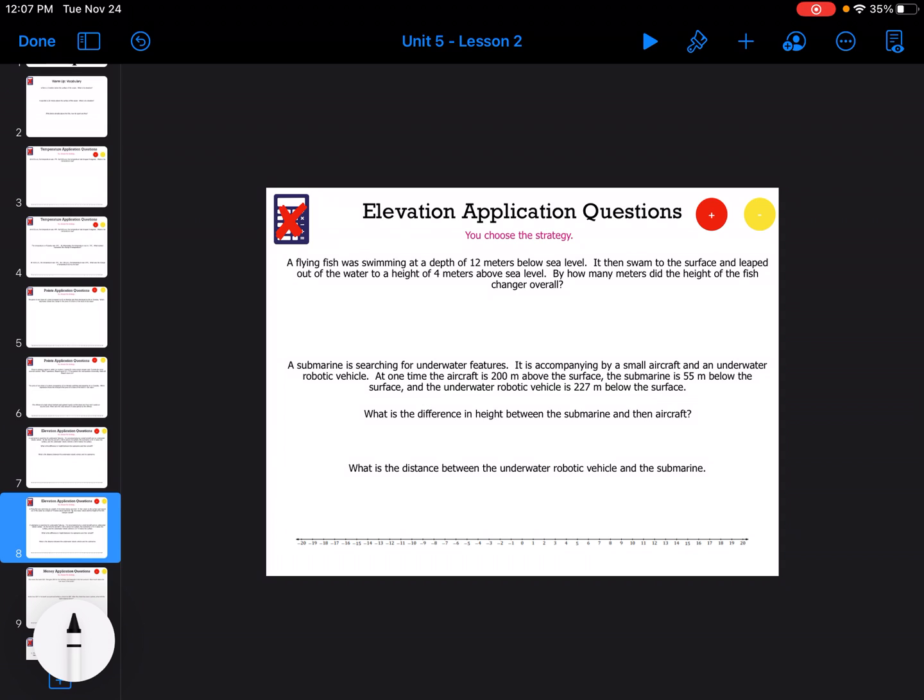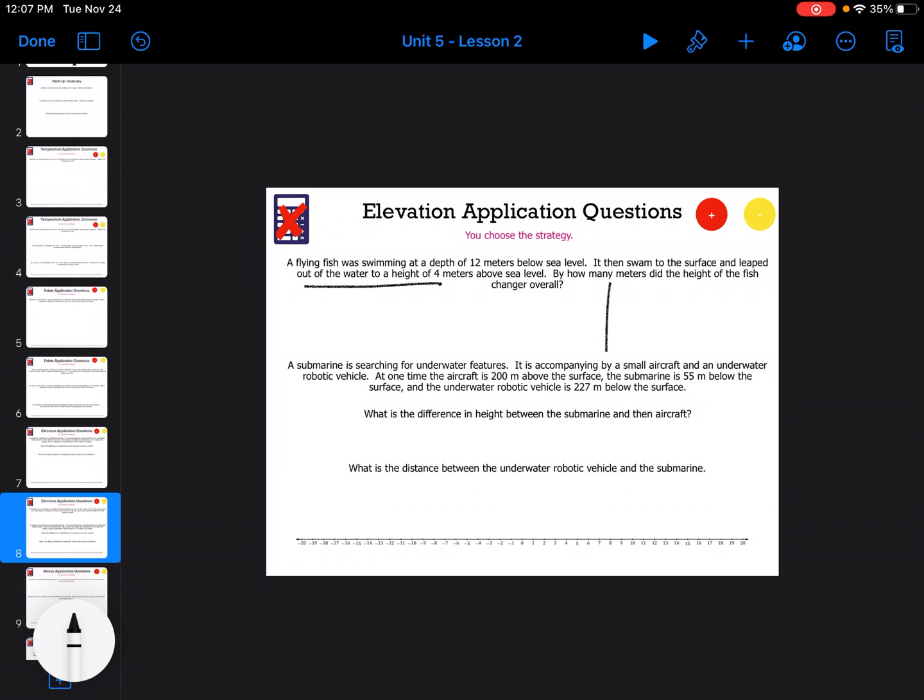I've taught one, so now I want you to try it. So pause the video, try it out. So it says the flying fish was swimming at a depth of 12 meters below sea level and swam to the surface and leapt out of the water at a height of 4 meters above sea level. How many meters did the height of the fish change overall?